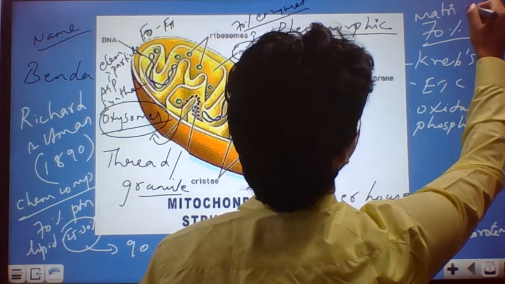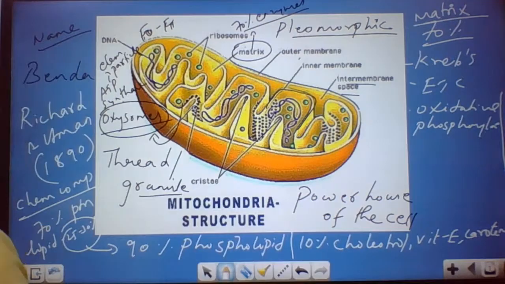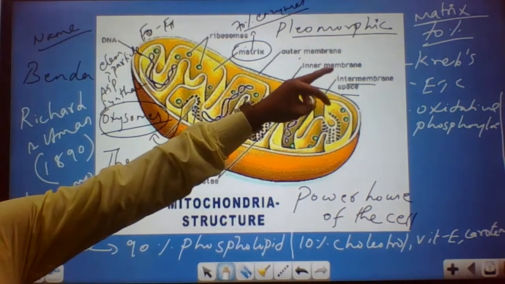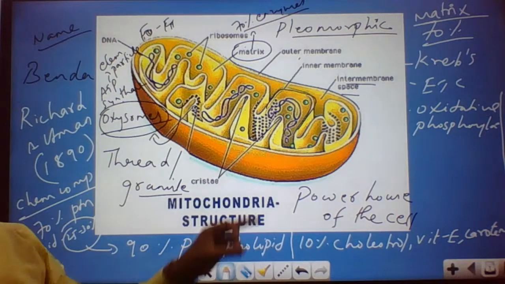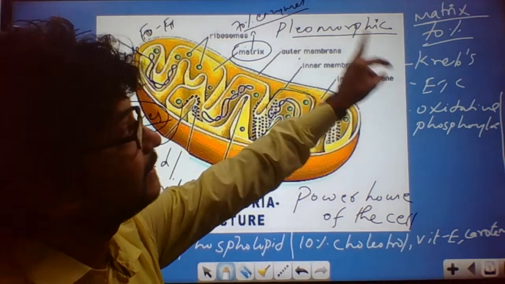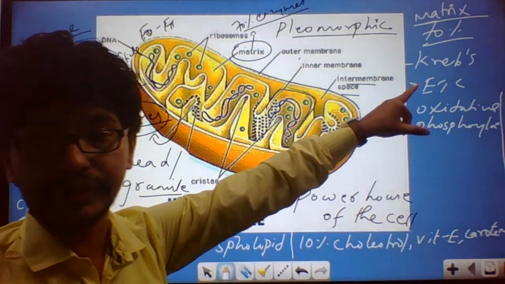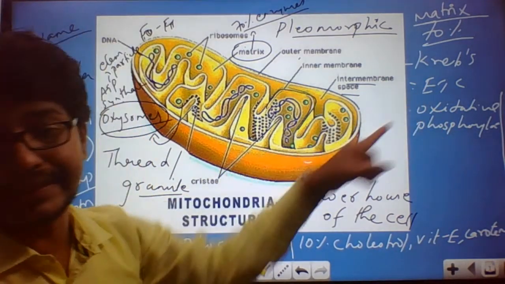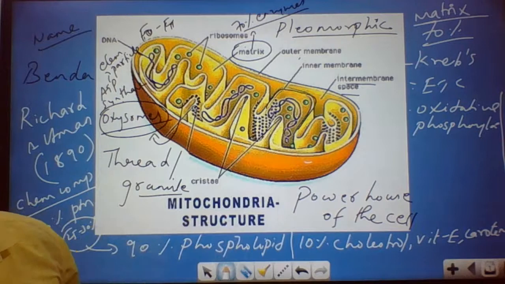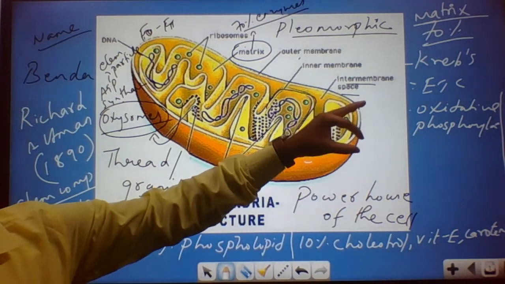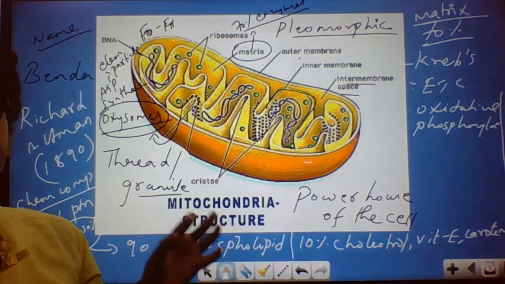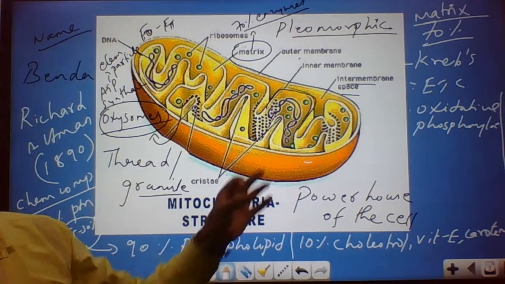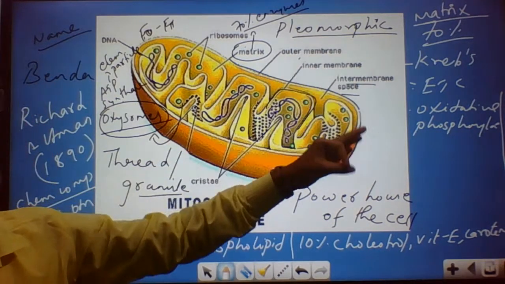Where are these enzymes present? They are present in the matrix region, along with the mitochondrial DNA and ribosomes. These enzymes play a very important role in the Krebs cycle, ETC, meaning the electron transport chain, and also in oxidative phosphorylation. You could see all these enzymes present in the matrix and cristae region.